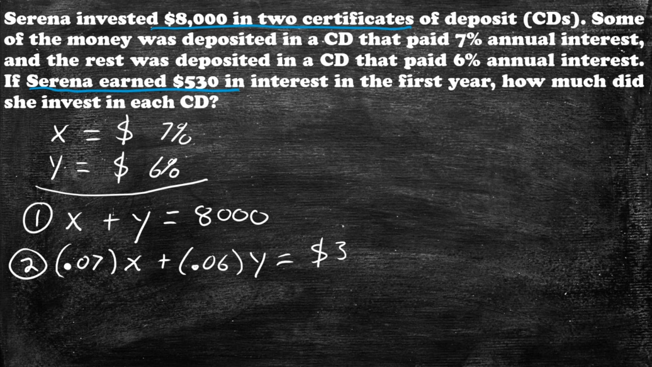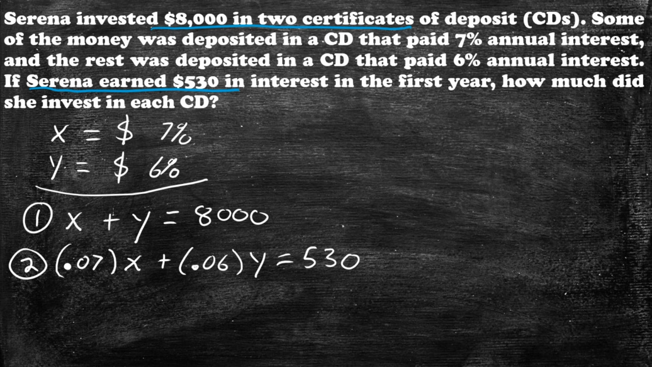Let me erase that here. So $530. So 530. Okay, and let me just explain equation number 2 just a little bit. Whenever you're dealing with percents, you want to change that into a decimal, and the way you do that is by moving the decimal 2 spots to the left. So that's why I have 0.07 here, and that is 7% of our initial deposit, which is X here.